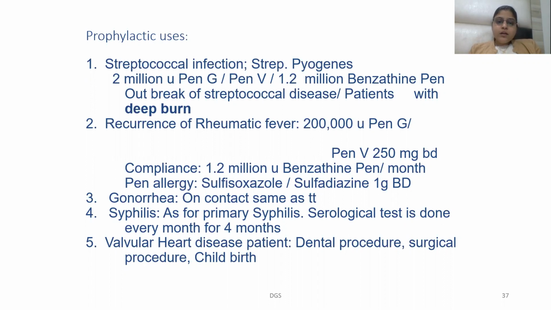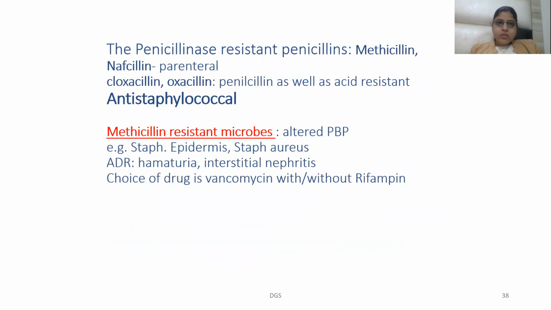Syphilis, we give ciprofloxacin or ceftriaxone, or benzathine penicillin can be given. Valvular heart disease, penicillin G is given. Now, penicillinase resistant penicillins, methicillin, nafcillin, these are parenteral. These are the penicillinase resistant penicillins.